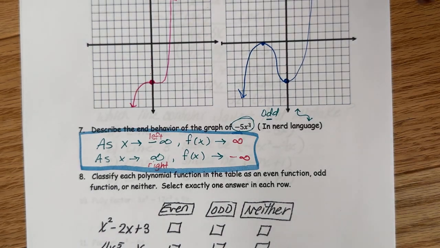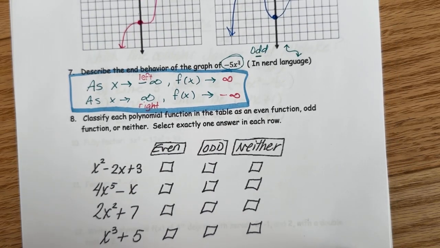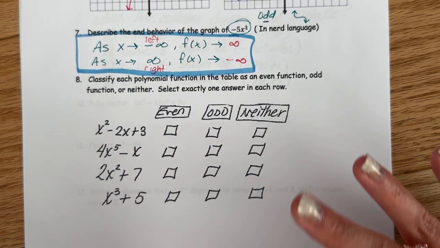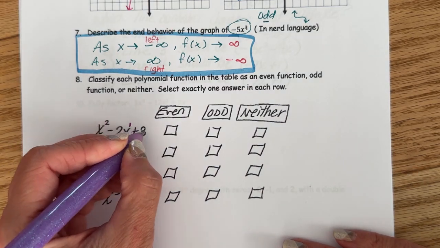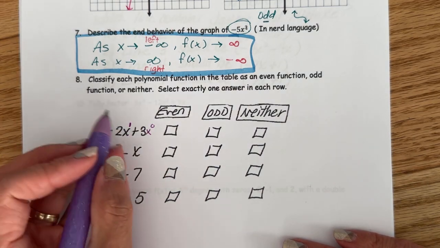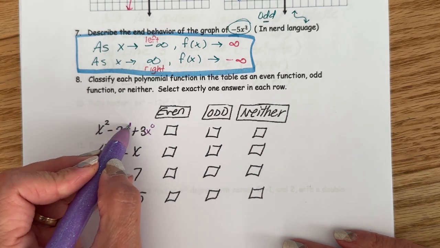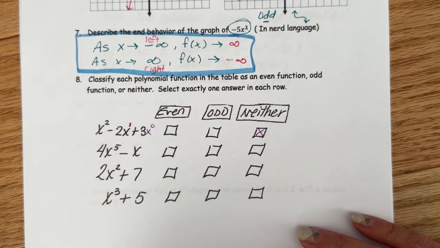Number 8. Okay, so it says, classify each polynomial function in the table as even, odd, or neither. Select exactly one answer in each row. So remember, it's got to be all or nothing. So power of 2, power of 1, power of 0. Any constant has a power of 0. 0 is even, 1 is odd, 2 is even. We've got a mixture. This is a neither. It's got to be all or nothing.